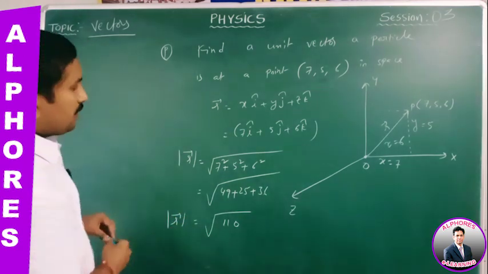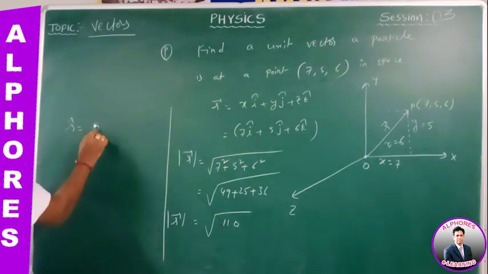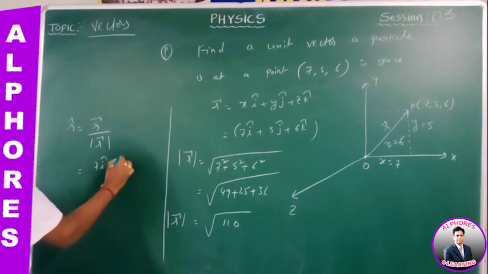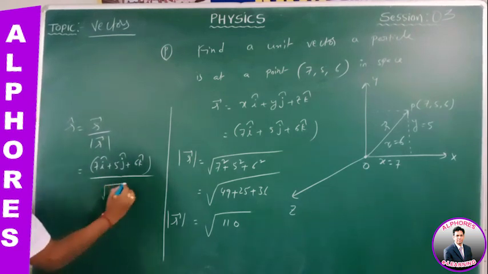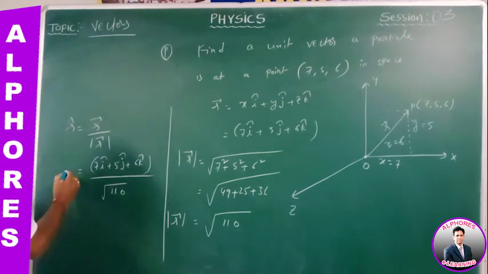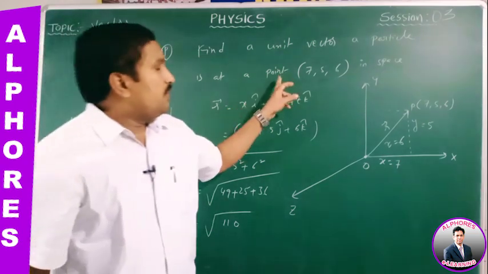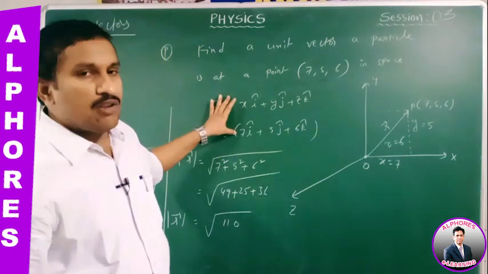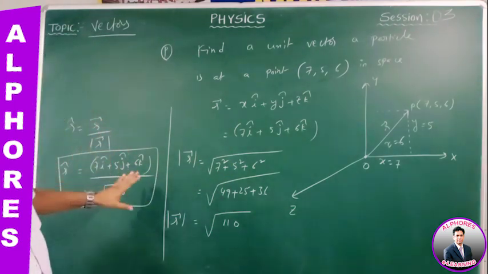Now, what is the method of finding the unit vector here? Let us say r cap is equal to r bar by the magnitude of r bar. That is equal to 7 i cap plus 5 j cap plus 6 k cap, divided by root of 110. So this is the unit vector of the given particle at the particular point 7, 5, 6 in space. This is the actual method: we have to find the position vector of the given particle, then its magnitude, and then the unit vector.